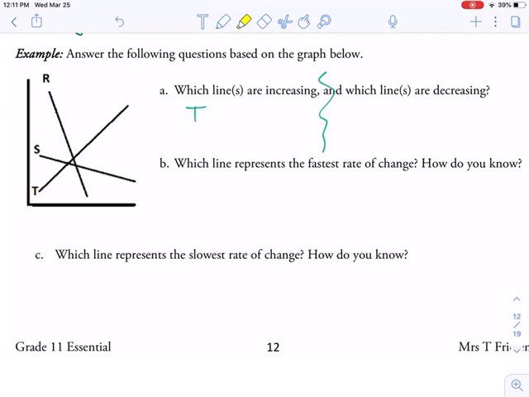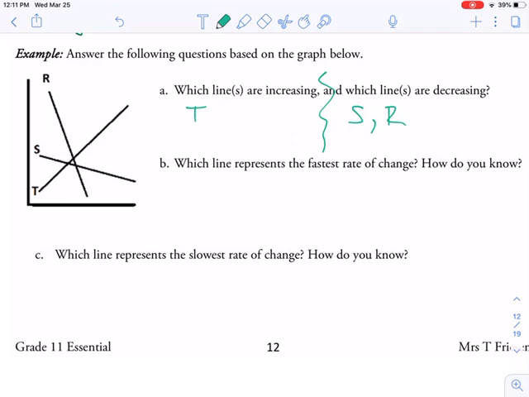Now, how about line S? That is going down and to the right, even though not very quickly. It's still going down and to the right, so that puts line S in decreasing. And same logic for R. R is going again down and to the right, this time very quickly, but still down and to the right. And so that means that R also is a decreasing line. All right, so that's question A.